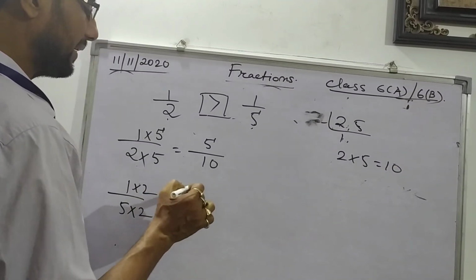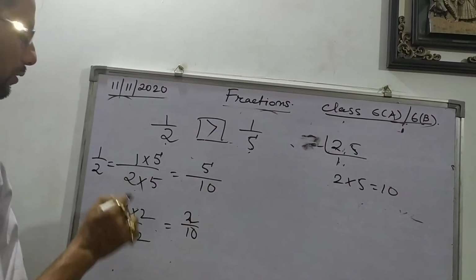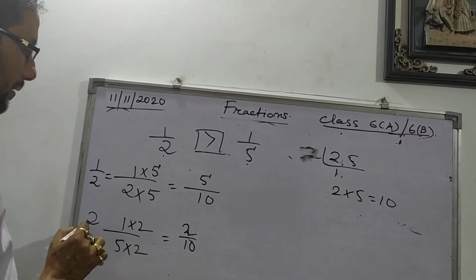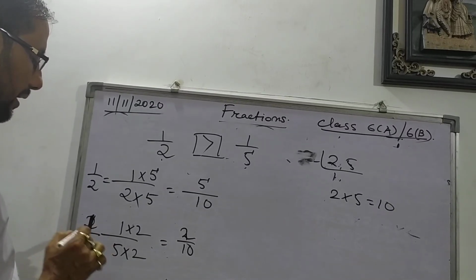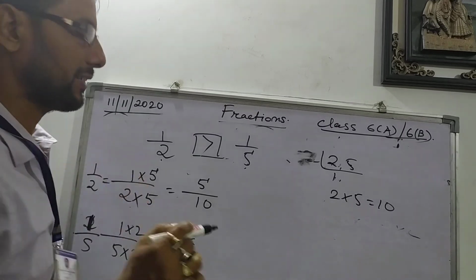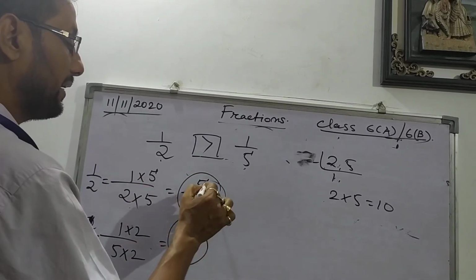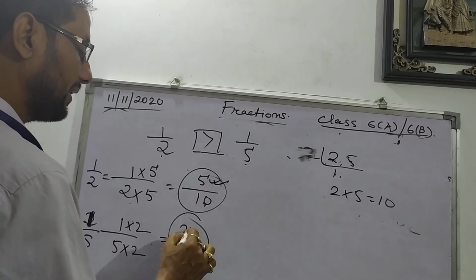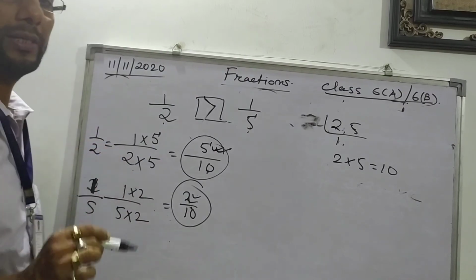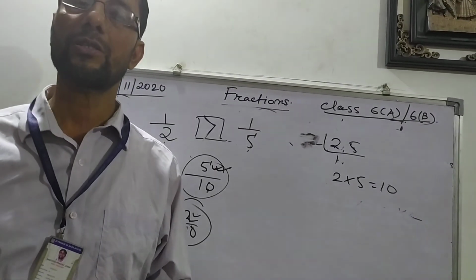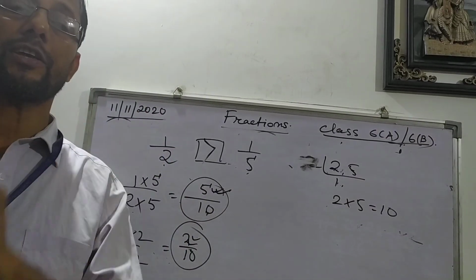Now is 2 by 10 greater or 5 by 10 greater? 5 by 10 means 1 by 2. 2 by 10 means 1 by 5. So now, as we have already discussed, these two are like fractions, the denominator is the same, and the greater numerator means the greater fraction. So that's why this will be greater. That means 1 by 2 is greater. So students, hope you have understood how to convert a fraction into like fraction.